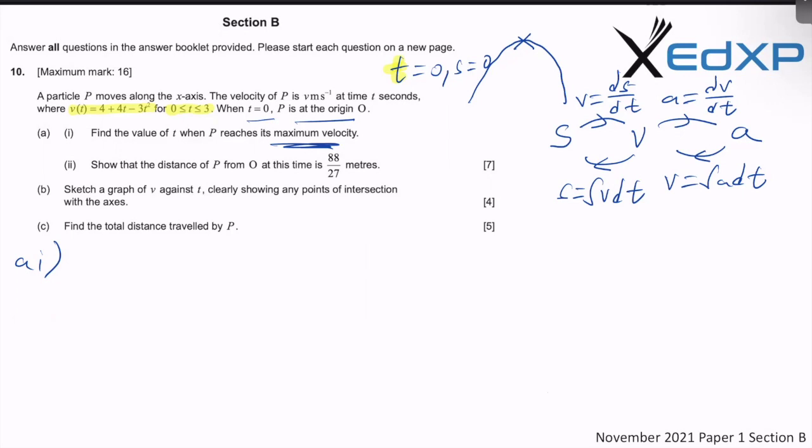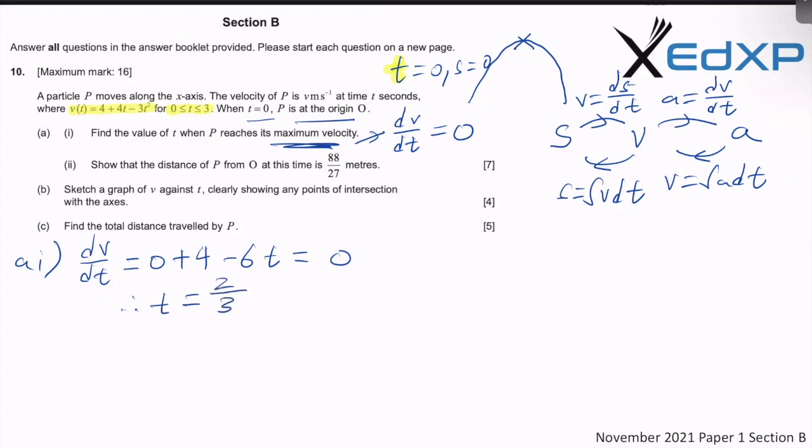Part 1, we want to find maximum velocity. This occurs when acceleration, or dv by dt, is equal to 0. Okay, so let's go on and differentiate our velocity equation. We get 0 plus 4 minus 6t, okay, and we equate this to 0. Therefore, t is equal to 2 over 3 seconds. This occurs at maximum velocity at this point over here, the maximum point of the graph.